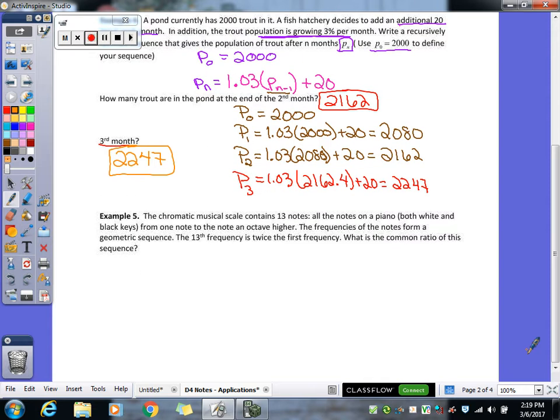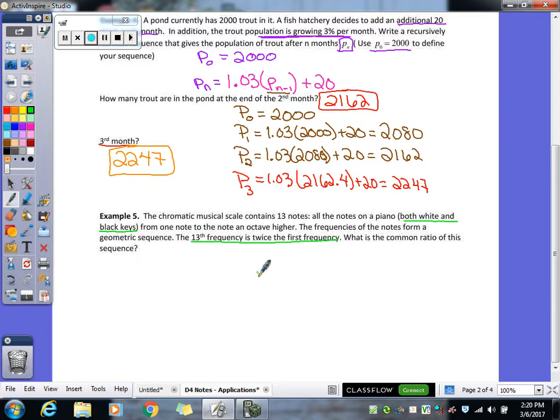Example 5. So we have the chromatic musical scale contains 13 notes. All the notes on a piano, both white and black keys. From one note to the note an octave higher, the frequencies of the notes form a geometric sequence. The 13th frequency is twice the first frequency. What is the common ratio of this sequence?